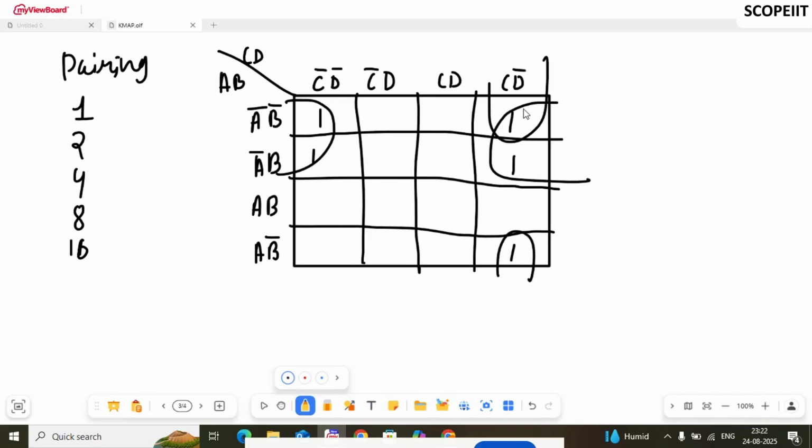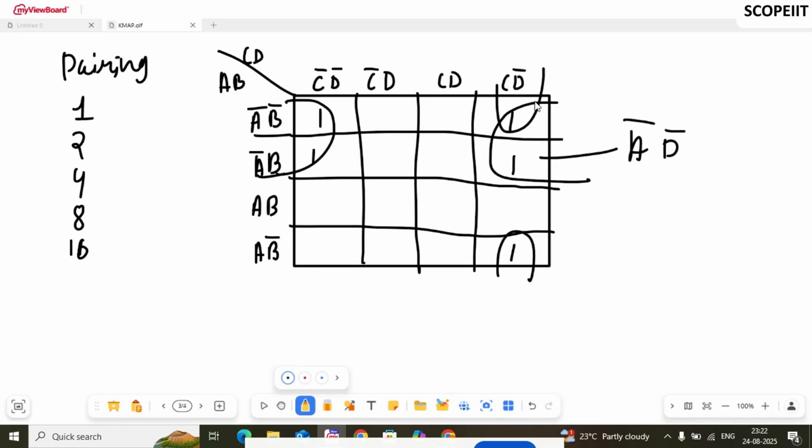One more thing, in case your pairing is helping, you can make a single one. We can pair many times. It's not like it's already paired one time, so we cannot pair. We can. That is not an issue. Then again we can make a pair. So what is the equation for this? For this one horizontally, what is common between this and this? A bar. So it will be A bar. Now take it vertically. What is common between this and this? D bar. So it will be D bar.